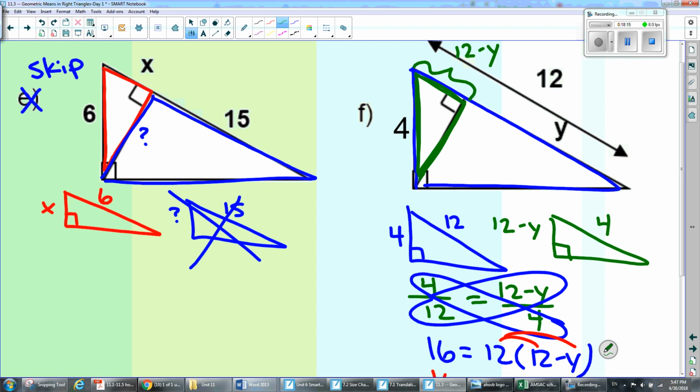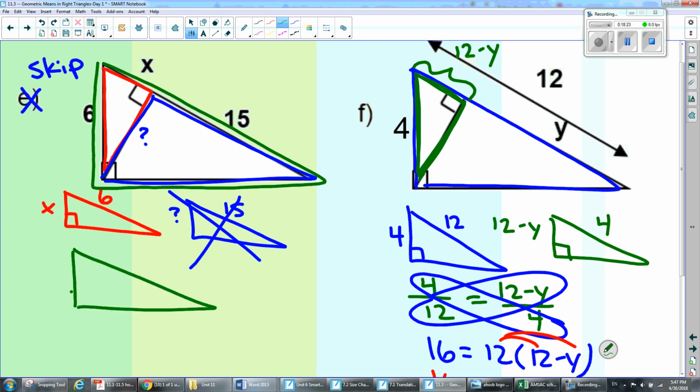That means that I'm using the big triangle. Okay, I have my short side of 6. I have my long side of x plus 15. I could figure out if I added those together.